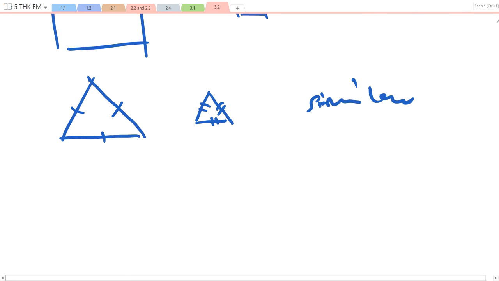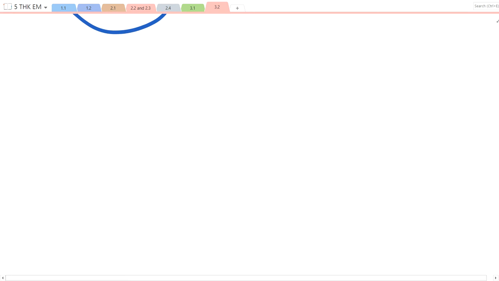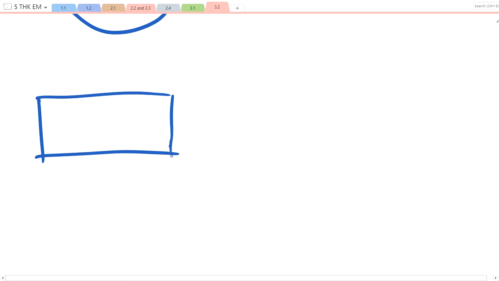What about this circle and this circle? Similar? Okay, similar also. Now this rectangle and this rectangle, are they similar? Yes, no, or maybe? So then how do we tell whether they are similar or not?